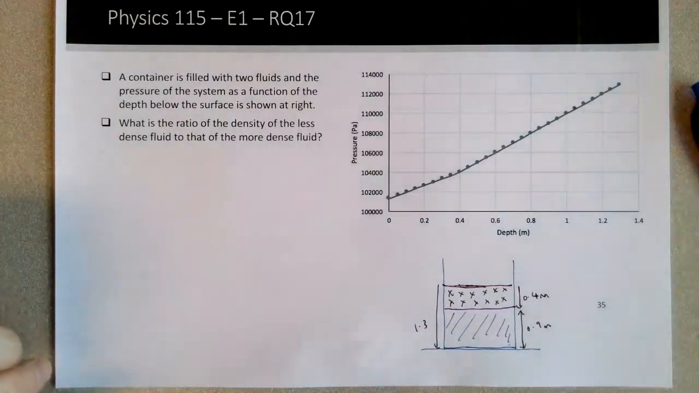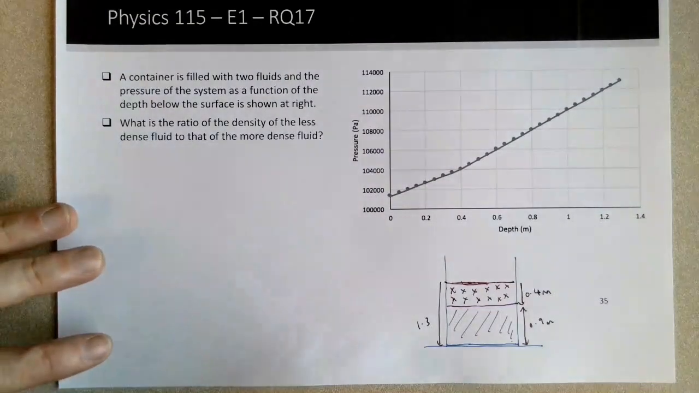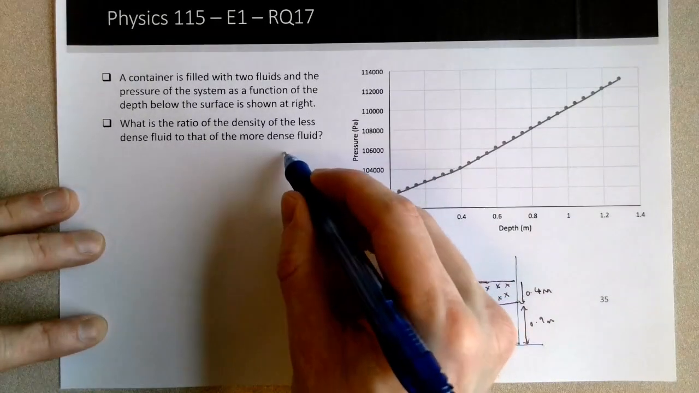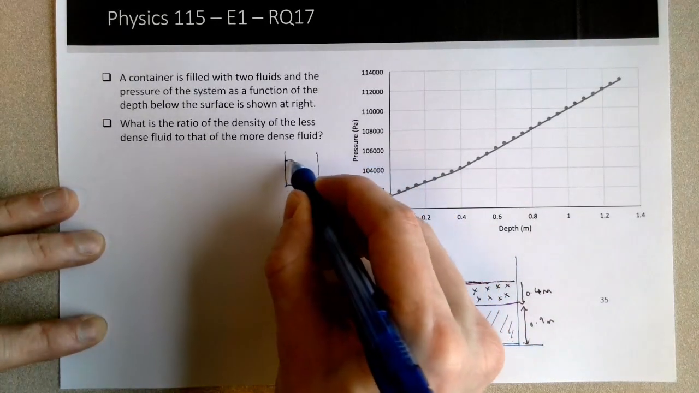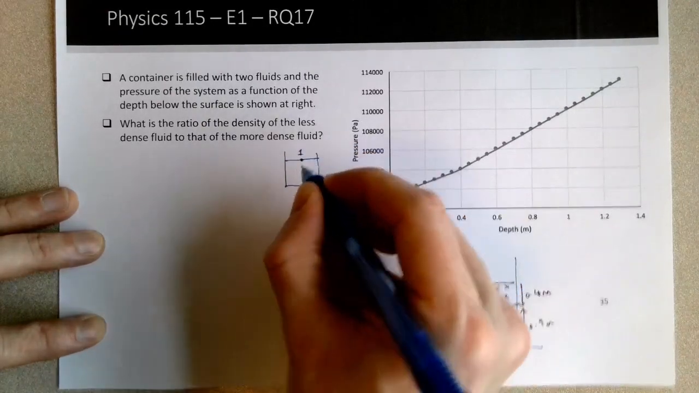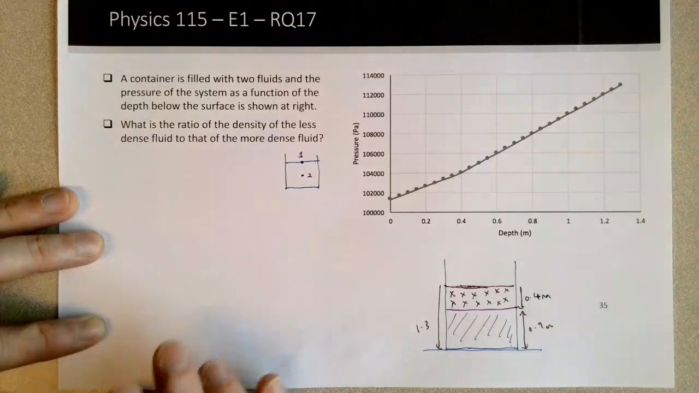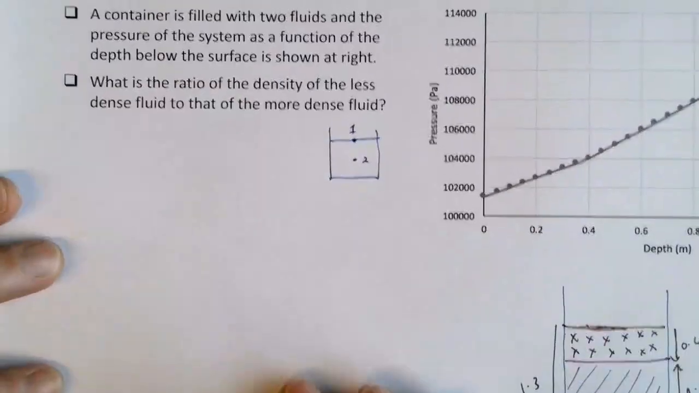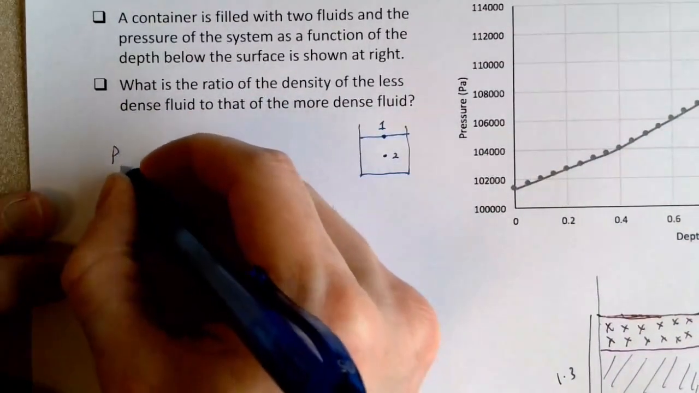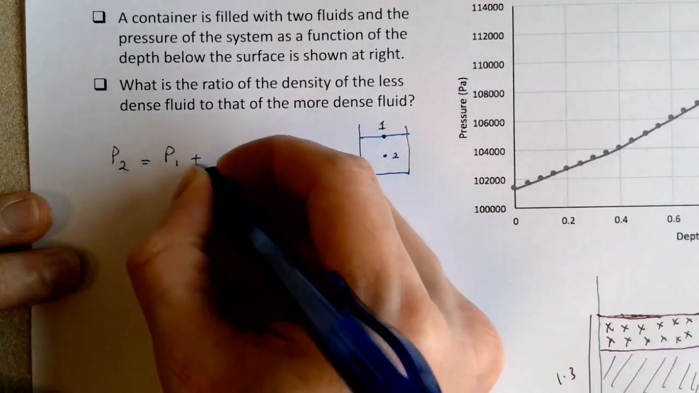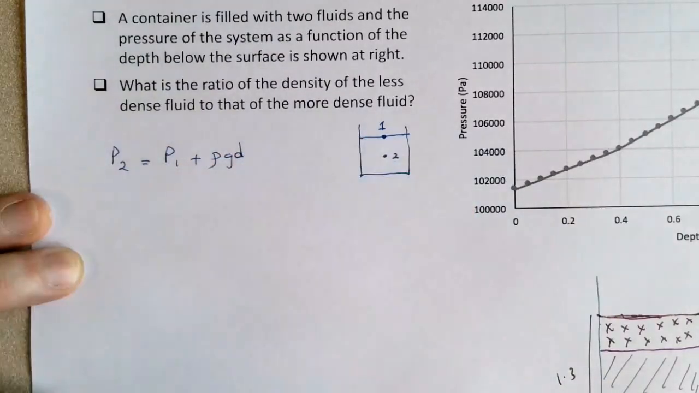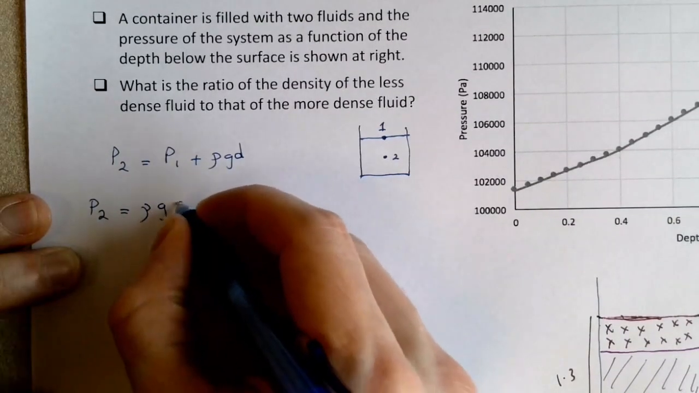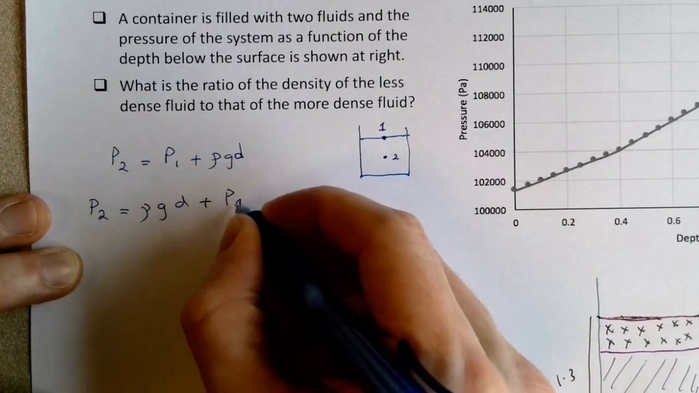But if we take any two points in the fluid, if I take just a general fluid and I label point 1 at the surface and some point 2 here, let's zoom in here. We state that the pressure at point 2 equals the pressure at point 1 plus rho g d, where I'll use d for depth. So I'll rearrange this equation slightly. The pressure at 2 equals rho g d plus P1, where P1 is P atmosphere.